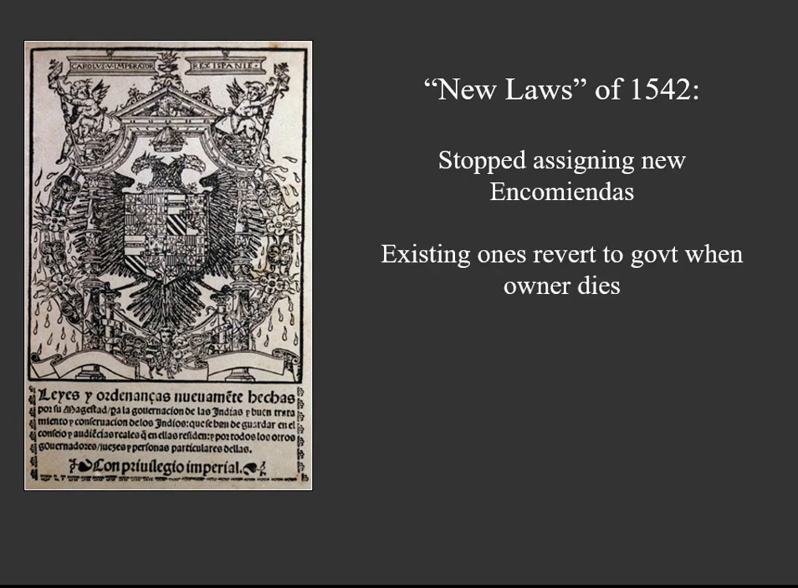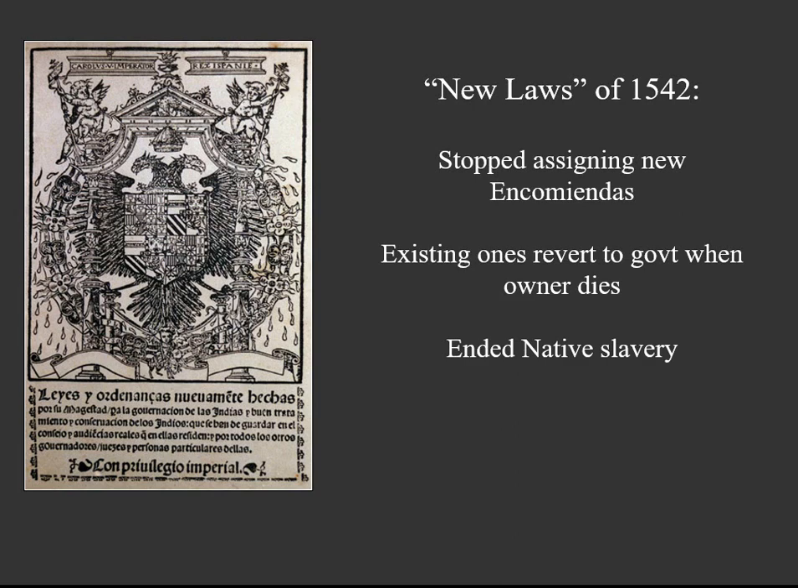And the existing ones, whoever owns it is allowed to own it for the rest of their life. But when that person died, that land reverts back to government control. So that was expected to, within about 20 or 30 years or so, mean the encomenderos who existed would be the last generation that were supposed to be allowed to own that land. And once they passed away, their children or whoever else wouldn't be able to inherit it. It would automatically go back to government ownership. And the new laws were intended to end native slavery.